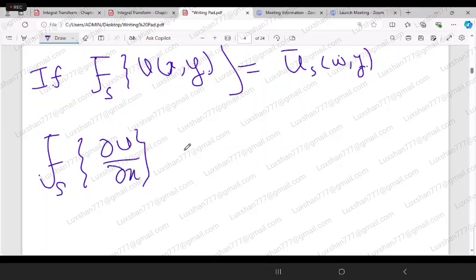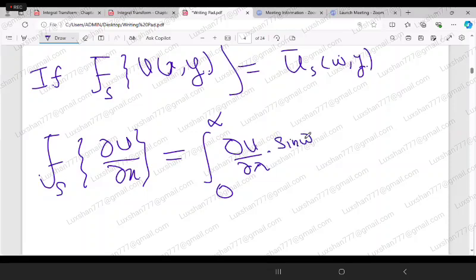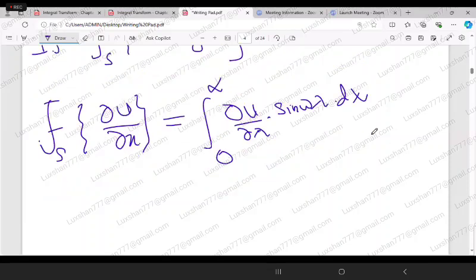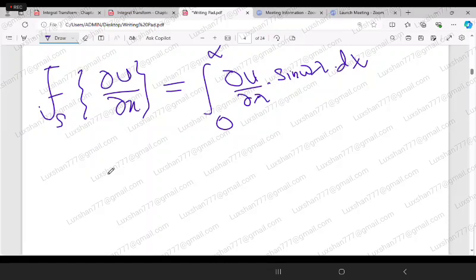Now we are going to use the definition. The definition says 0 to infinity of ∂u/∂λ times sin(ωλ) dλ. I'm changing the variable to lambda, since here u is the function.